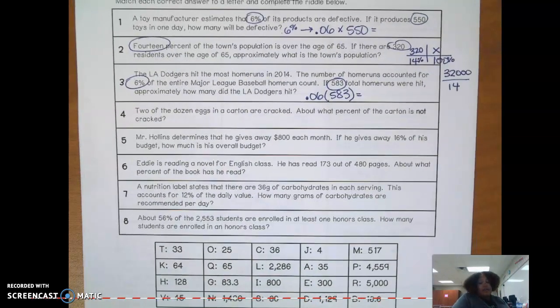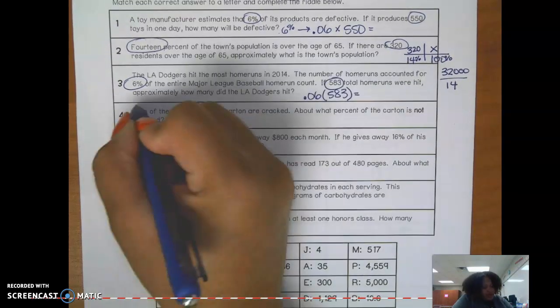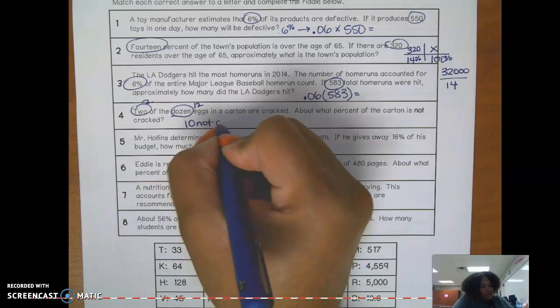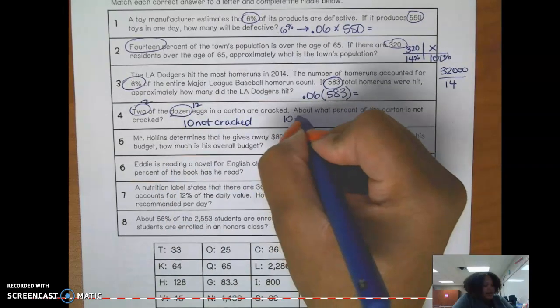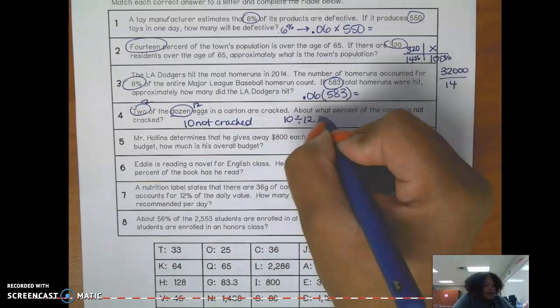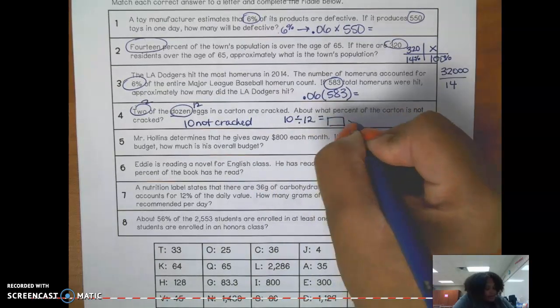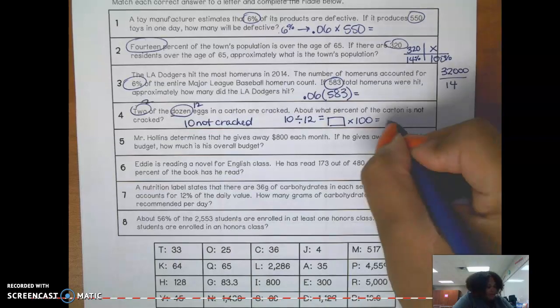2 of the dozen eggs in a carton are cracked. About what % of the carton is not cracked? So if a dozen is 12, 2 are cracked, 10 are not cracked, then I'm going to do 10 divided by 12. I'm going to get a decimal, and then I'm going to multiply that answer by 100 to get my percent.